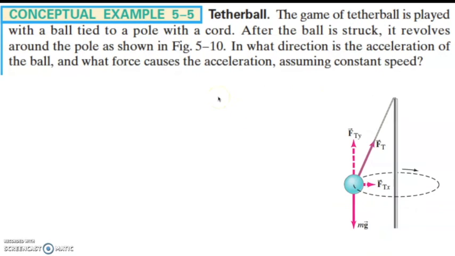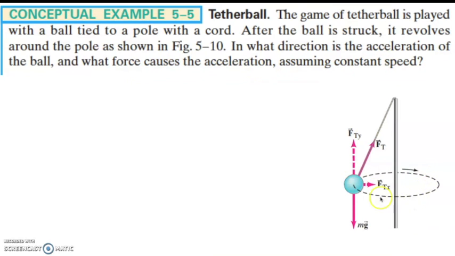Okay, last thing, a conceptual example: tetherball. If you've seen Napoleon Dynamite, you know what this is. It's played with a ball tied to a pole with a cord. After the ball is struck, it revolves around the pole like this. Now you can see the vectors. What is the direction of the acceleration of the ball, and what force causes the acceleration, assuming constant speed?